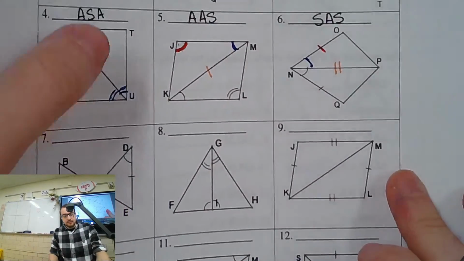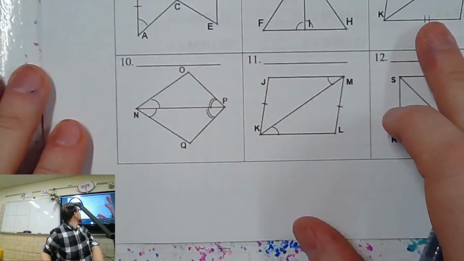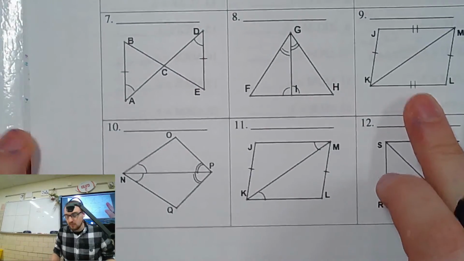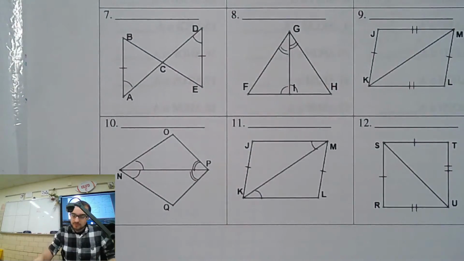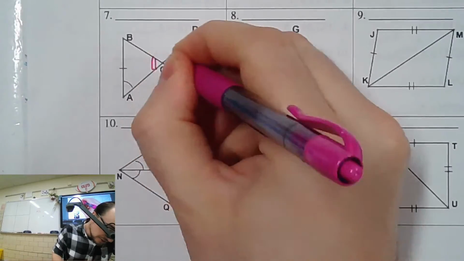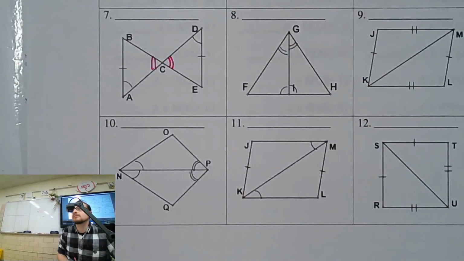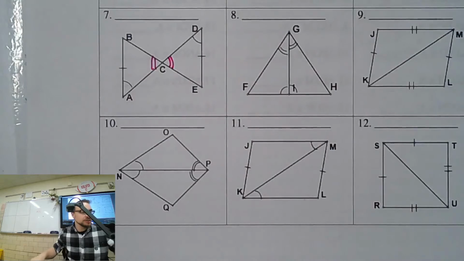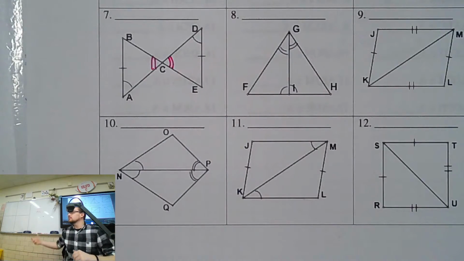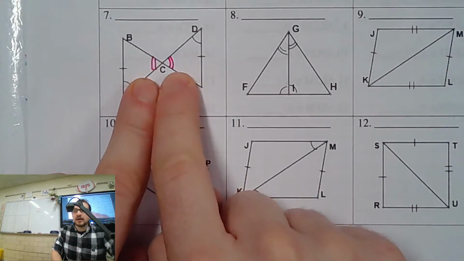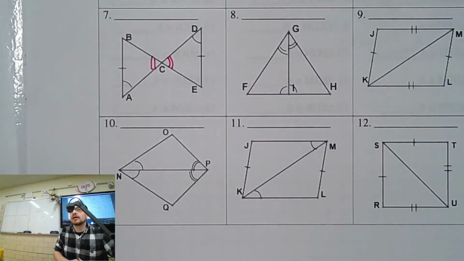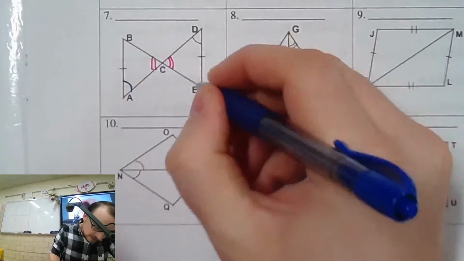Number 7. What do you notice? It's basically the same as 3. This guy is going to be congruent to this guy by what theorem? By what theorem are these two angles congruent? Vertical angles, right? Scissors theorem. Seeing it now? Okay.